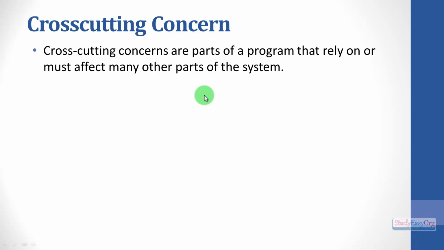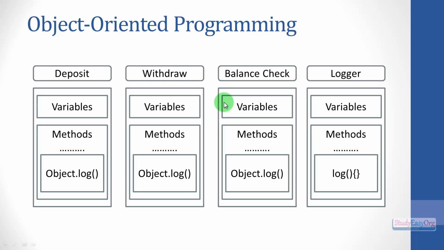Now in order to understand cross-cutting concerns, let us check this particular diagram real quick. Imagine a bank application, and in the bank application we have multiple objects like deposit, withdraw, balance check, and logger. Now imagine the deposit object. Inside the deposit object we will also call the log method, and we will log the information in the database for documentation purposes. Likewise in withdraw we will also log the information, and for balance check we will do the same.